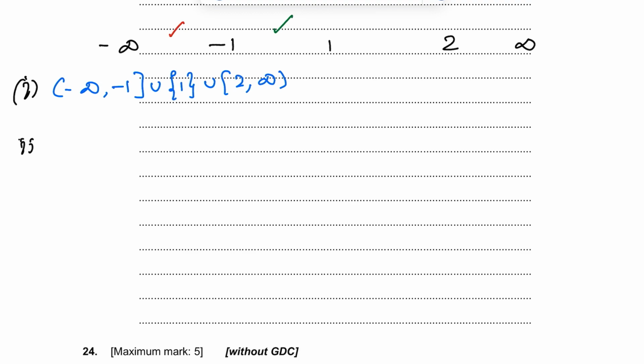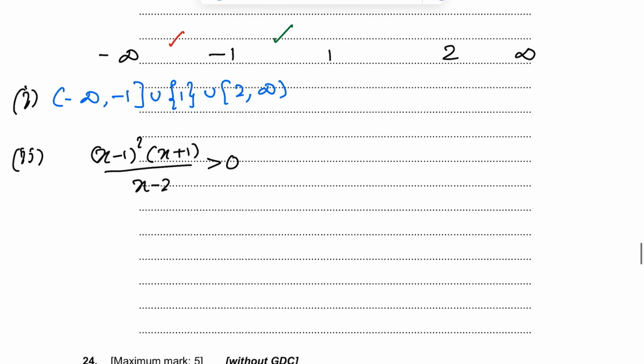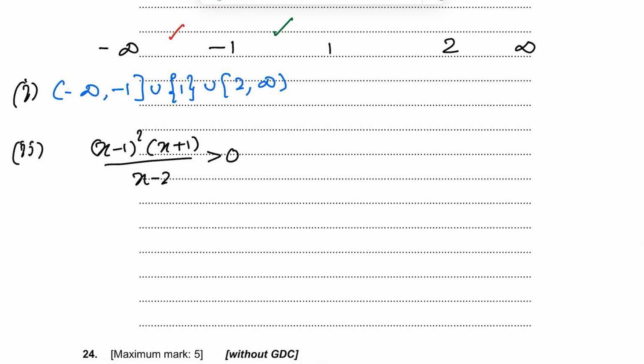Now for part 2, x minus 1 whole square times x plus 1 divided by x minus 2 should be greater than 0. So what is that? X minus 1 whole square times x plus 1 divided by x minus 2 should be greater than 0. So therefore, numerator should be positive and denominator also should be positive for this.